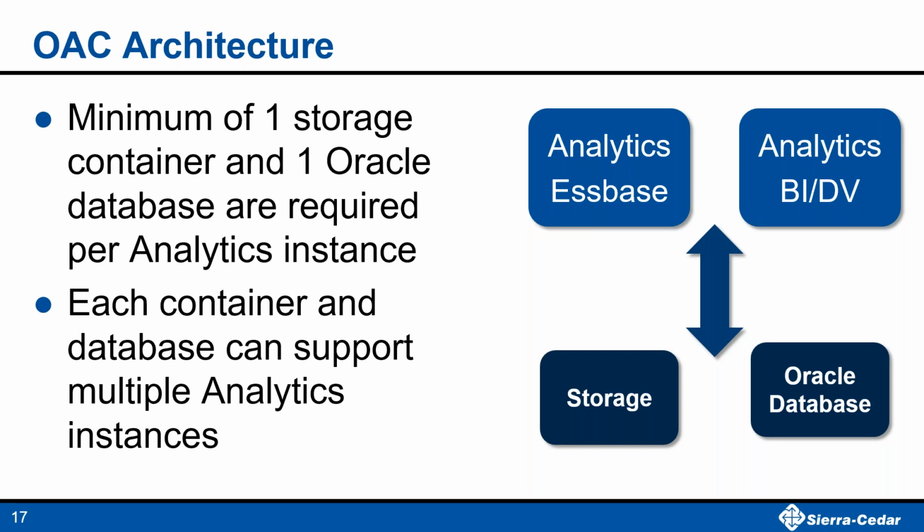In the example I'm showing here, I've got an Essbase Analytics and a BI Analytics instance, using the same storage and database. Things I would consider when architecting this: if I'm going to have a production and a non-production environment, I would probably go with a separate storage container for those, and the same with the database. That will help you when it's time for backups and patches. You won't have to have service interruptions in production when you're doing those things in the development environment. So those are the things I would take into consideration. But like I said, at the bare minimum, you have to have at least one of each of these.